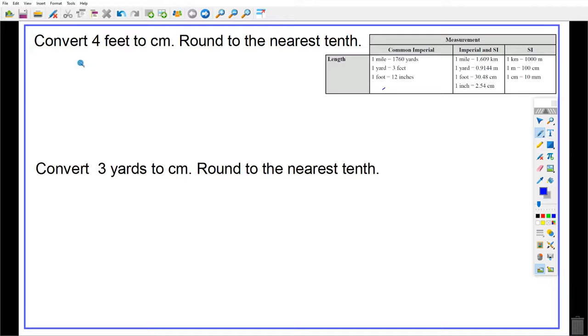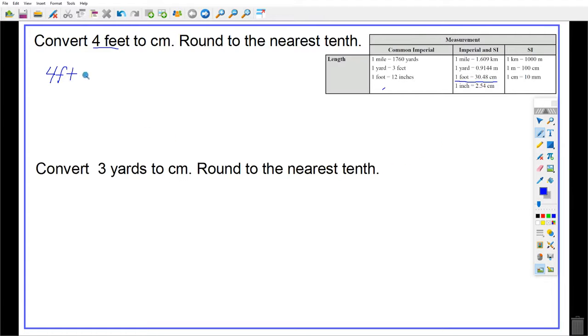So it says convert 4 feet to centimeters. We're going to round the answer to the nearest tenth. So I'm going to start by writing down the value that I start with. So we start with 4 feet. Now I want to end up in centimeters. So I'm over here looking at my conversions to see, is there one that has feet and centimeters in it? And down here, this one has feet and centimeters. So we can do this in one step.